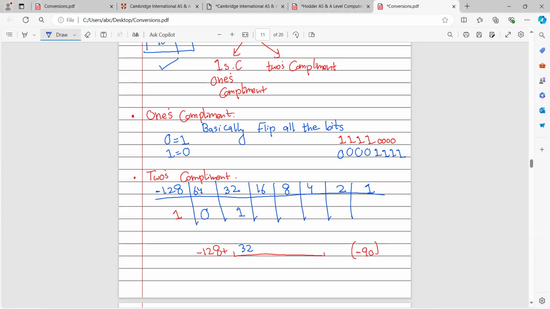So I'm going to use this, but I need to achieve minus 90. That means I need to add 6 to that. So 4 and 2 are added, which makes 6. So this basically becomes minus 90. So it goes like minus 128 plus 32 plus 4 plus 2, which gives you the equivalent of minus 90. And the binary equivalent of minus 90 is 1010 0110.